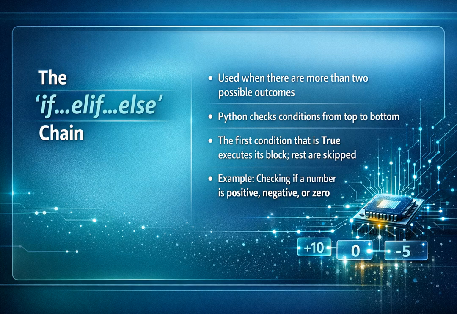When you have more than two possibilities, you use elif, which stands for else if. Python checks each condition from top to bottom, and as soon as one is true, it executes that block and skips all the rest. The final else acts as a catch-all for any remaining case.